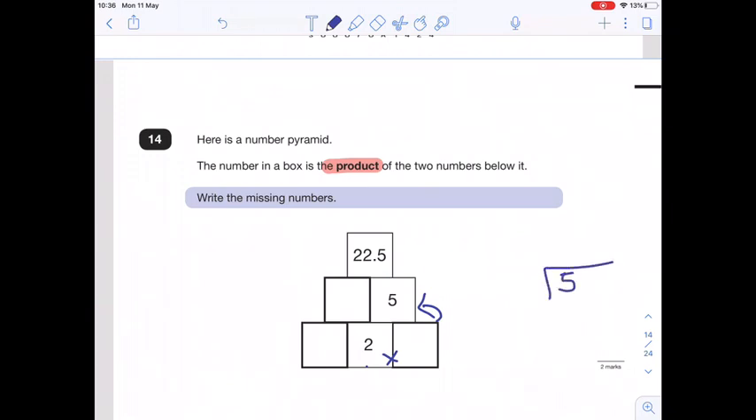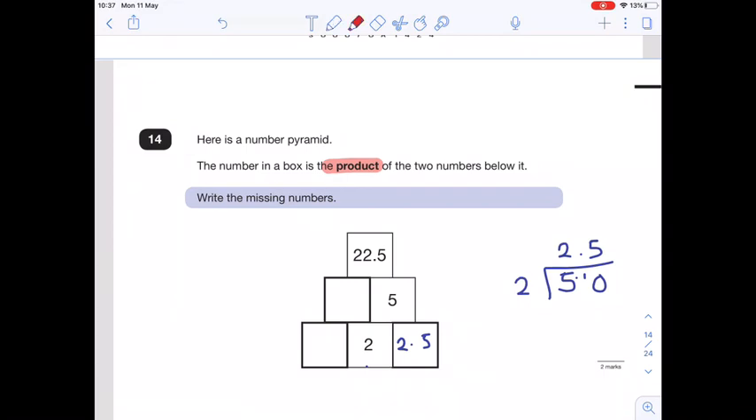Well, the easy answer to that is to divide. So 2 into 5 goes 2, with the 1 left over. 2 into 10 goes 5. So that should be 2.5. And you can check it by doing 2.5 times 2 will give you 5.